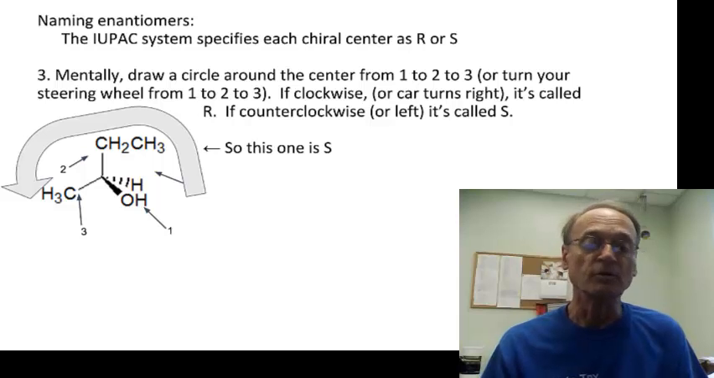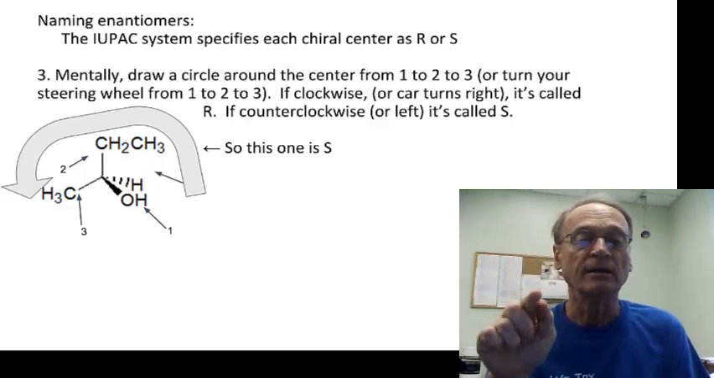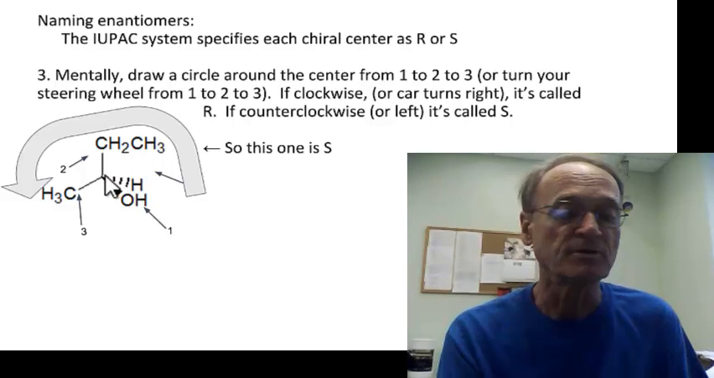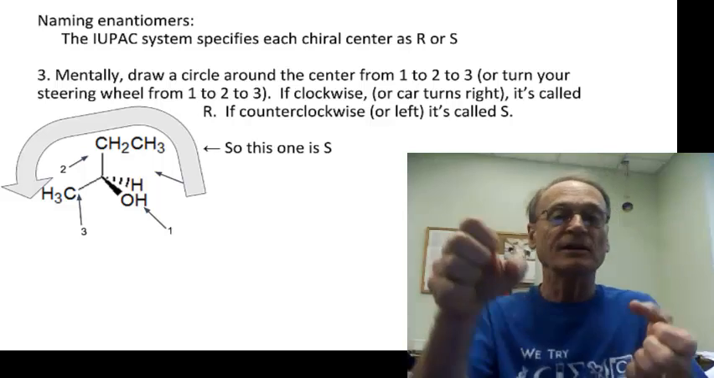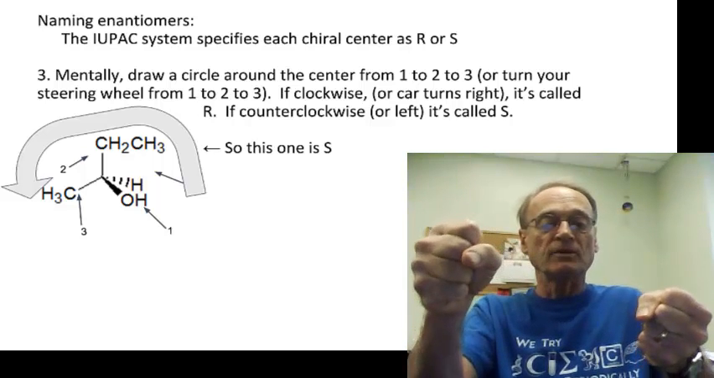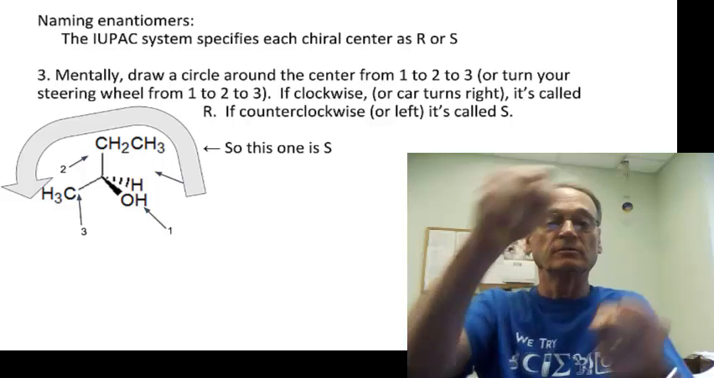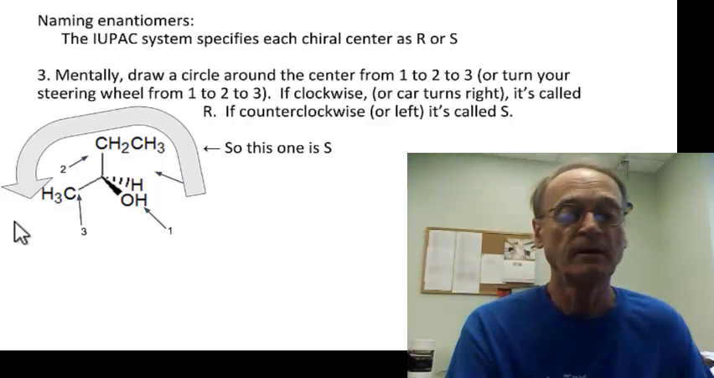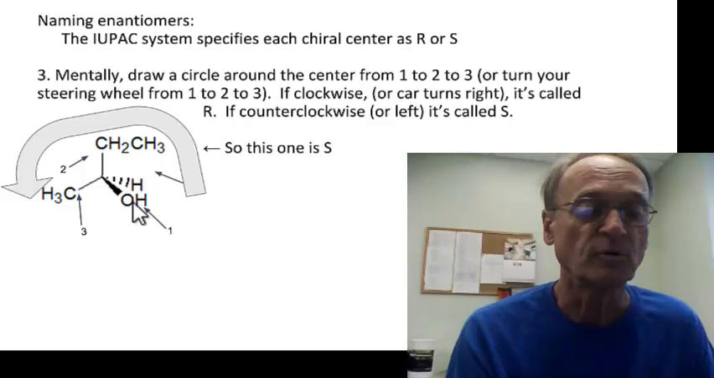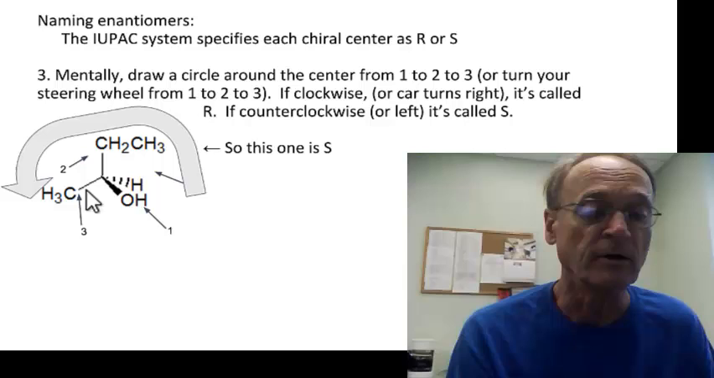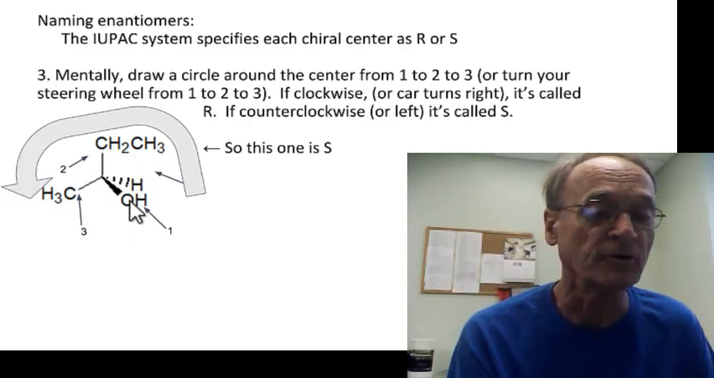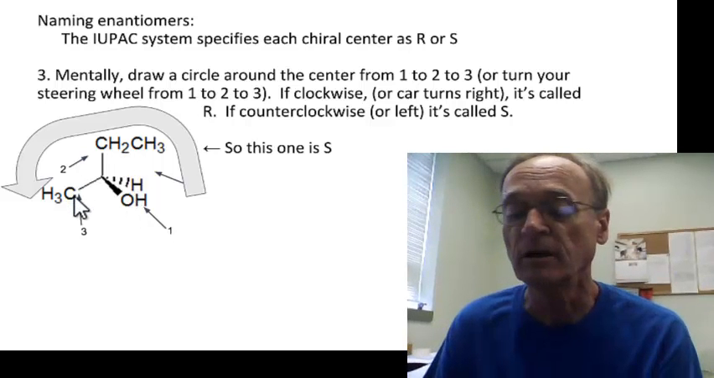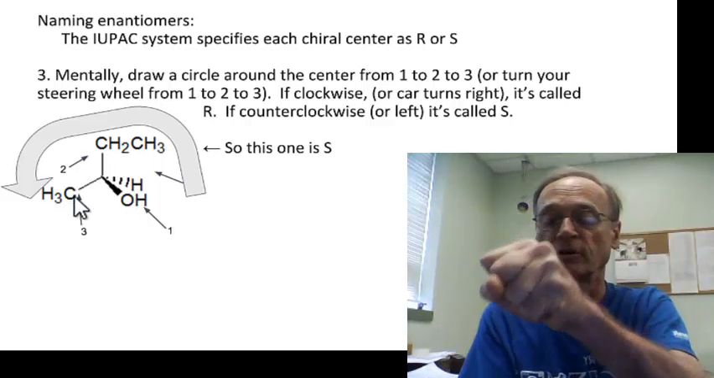Mentally, or if you want to do it right on your paper, you can, draw a circle around the center. Remember, here's the center of the molecule, from 1 to 2 to 3. Well, if you want to, imagine gripping a steering wheel and turning it from 1 to 2 to 3, whichever way you have to do to go 1 to 2 to 3. So notice in this molecule, that one's number 1, that one's number 2, and that one's number 3. So we go around the center, 1 to 2 to 3, and in this case, it's a counterclockwise direction. Or if you were to turn your steering wheel that way, your car would turn to the left.